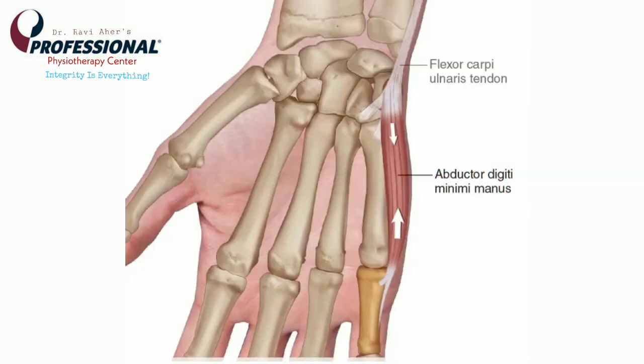We have an anterior view of the right hand, and we are looking at the abductor digiti minimi manus, one of the 3 muscles of the hypothenar eminence of the hand.